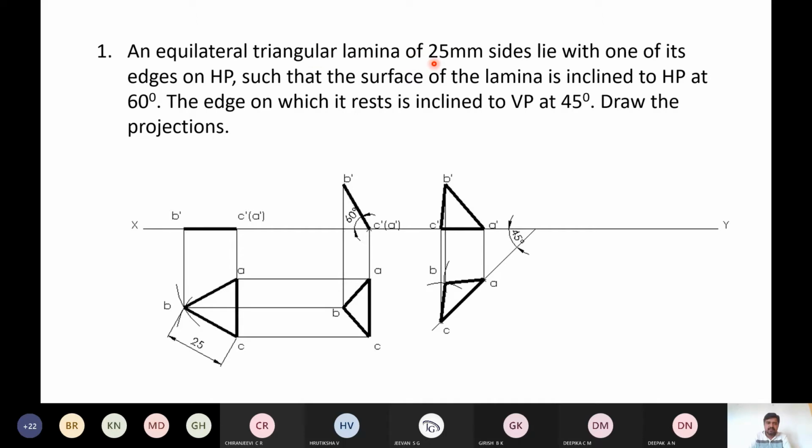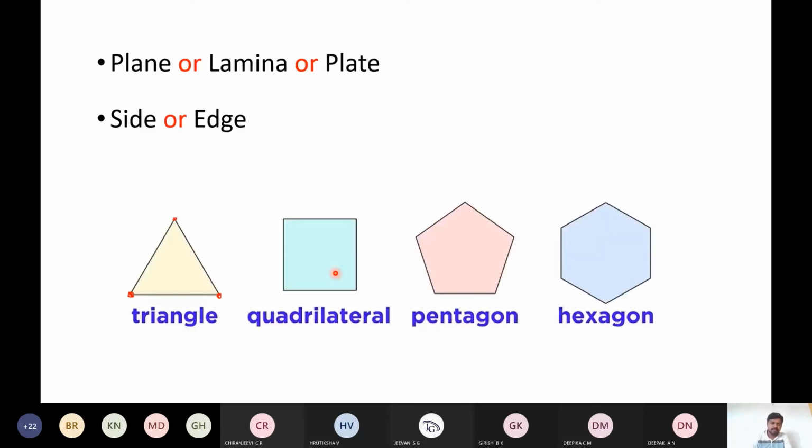Next, the length of the sides is given as 25 mm. An equilateral triangular lamina of 25 mm sides, that means the rest are the same, lies with one of its edges on HP such that the surface of the lamina is inclined to HP at 60 degrees. The edge on which it rests is inclined to VP at 45 degrees. Draw the projection. Here also, first the given lamina is an equilateral triangle. The length of the side is 25.